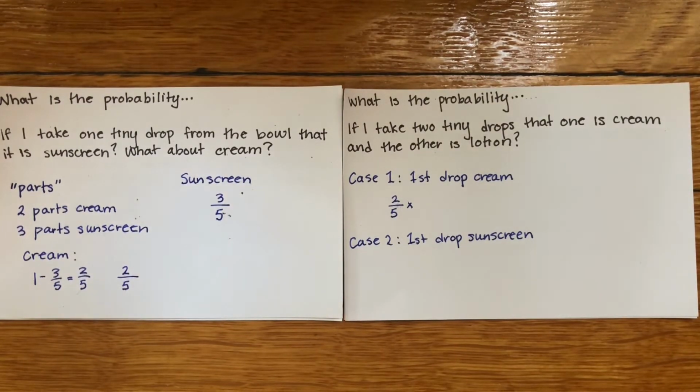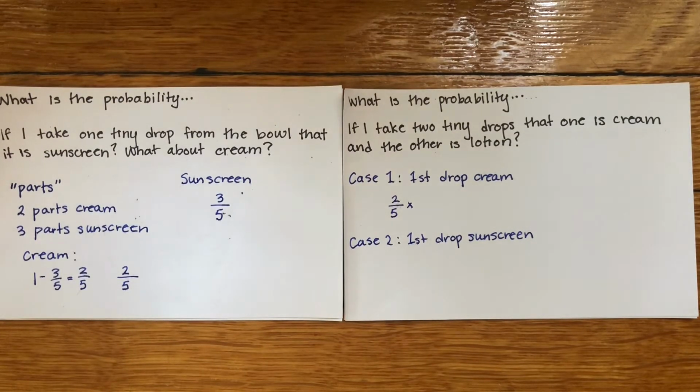The thing that's really tricky here is we don't know how big a drop is, and so we don't know how much that affects our probability of getting sunscreen or cream the next time around. For instance, if our drop is really, really tiny, that would affect our probability not very much at all, and if our drop was huge, then that would affect our probability a lot.